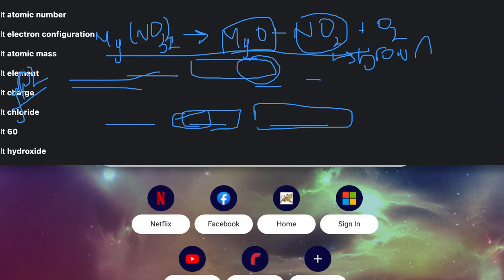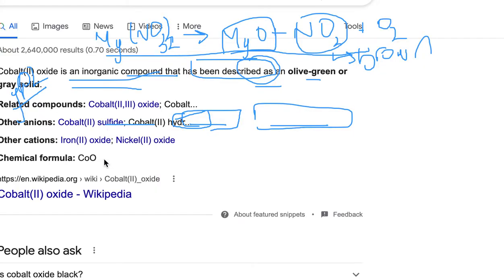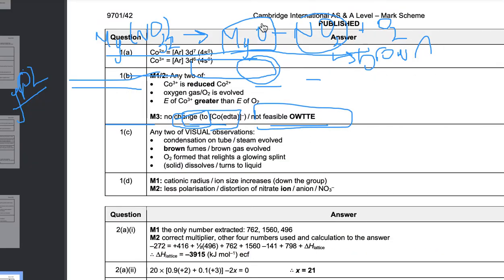Cobalt oxide color, I think it's black. Okay, so it's olive green or gray solid. So we write olive green or gray solid, right? Let's look at the marking scheme.